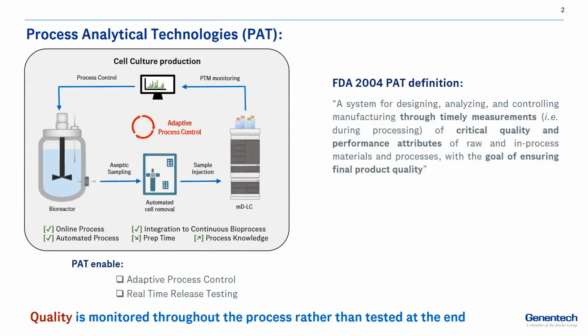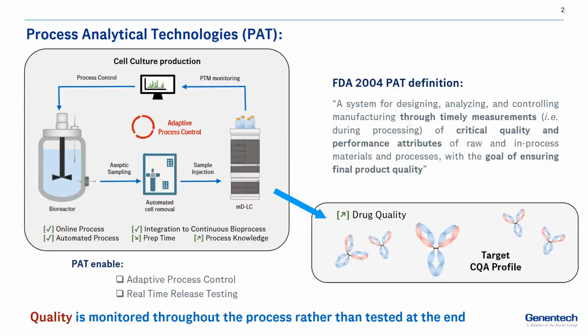For the FDA, it's a system for designing, analyzing, and controlling manufacturing through timely measurement of critical quality and performance attributes of raw and in-process materials and processes, with the goal of ensuring final product quality. For that, we'll have to develop online and automated process with integrated continuous bioprocess that will allow us to decrease the preparation time and increase the process knowledge in order for us to improve the final drug quality. In that system, the quality is monitored through the process rather than tested at the end.